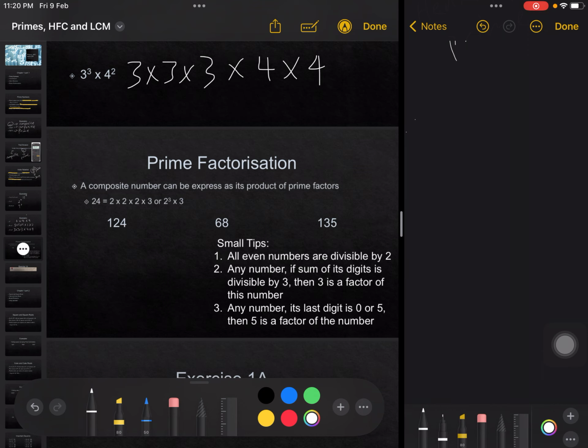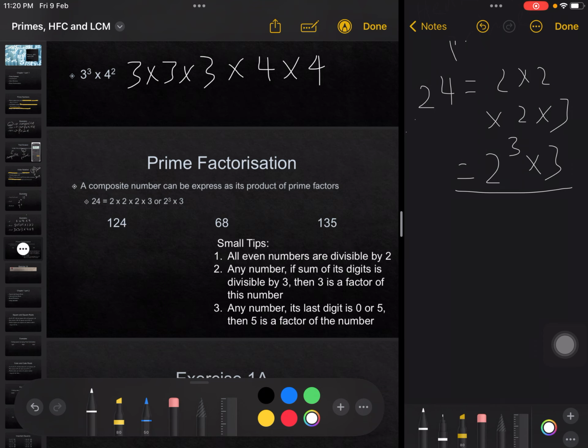Okay, so let's say for example 24. Okay, so the example I give you here is 24. 24 equals 2 times 2 times 2 times 3, or can be written using index notation, 2 times itself 3 times, so 2 to the power 3 times 3. Okay, so this is the prime factorization of 24.